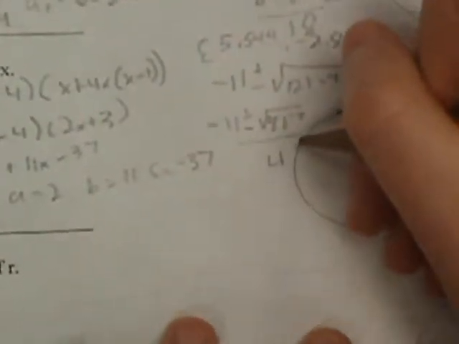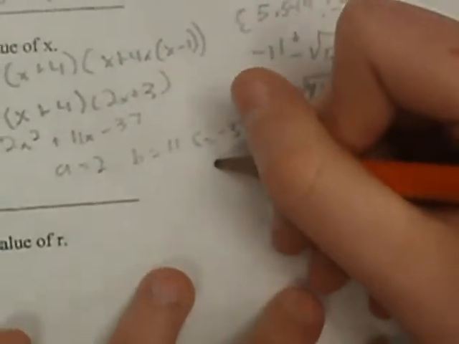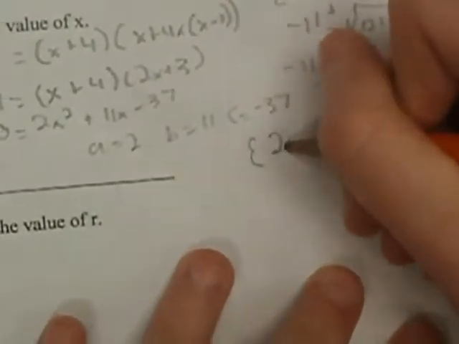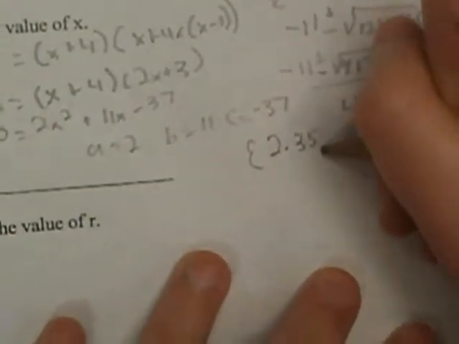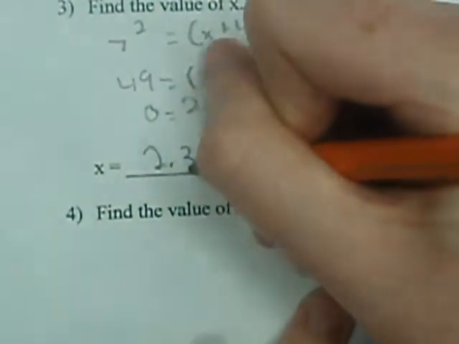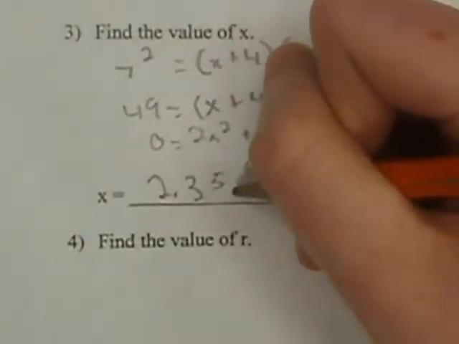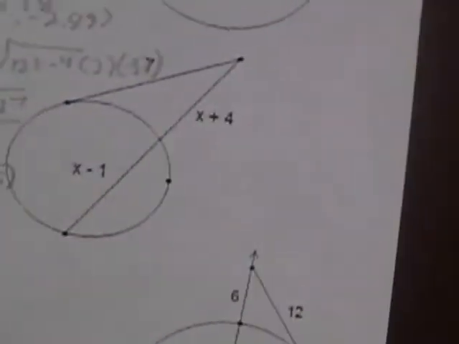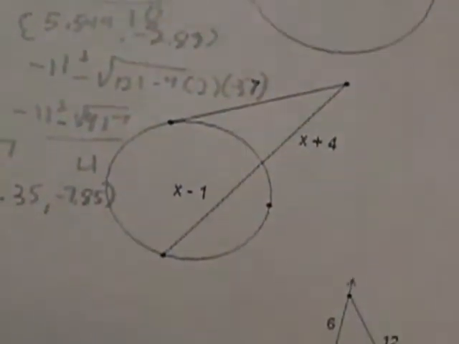And then what you could do is you would find the answers for that. You'd find the opposite and the positive. The positive, negative 11 plus that over 4, would be 2.358, and that would be the one we were solving for on this problem. So therefore our answer would be 2.35.